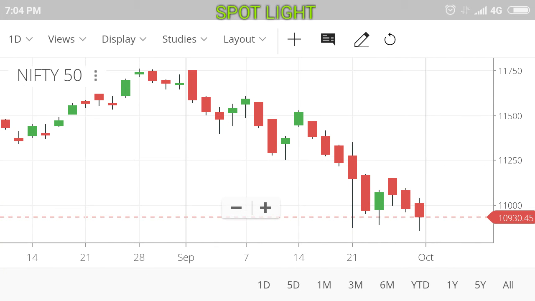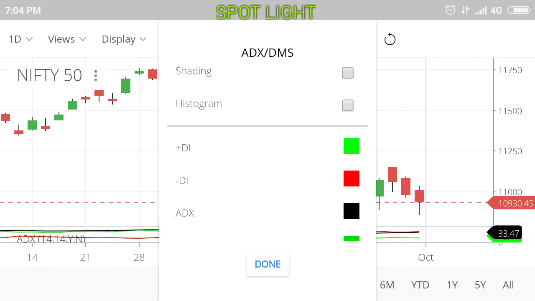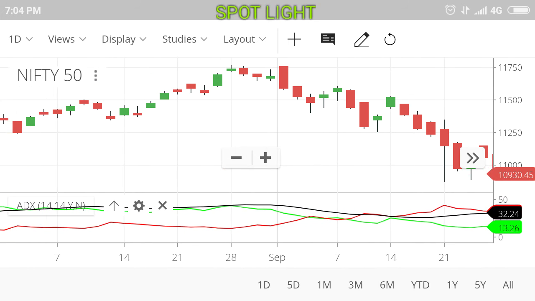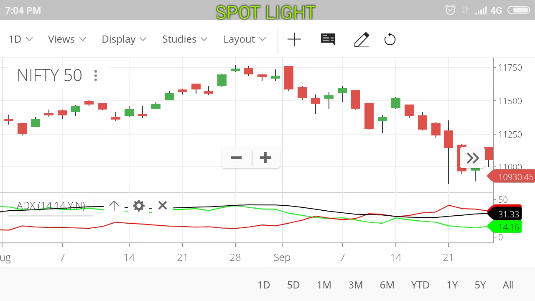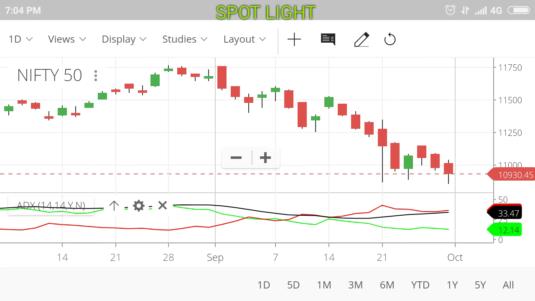Today we are going to see how to use an ADX indicator on the chart in day trading. Just go to the studies, then click ADX indicator, click done. I will maximize the chart. You see here, the ADX indicator will be displaying the power of the trend. It shows the strength, and which trend will be continuing right now.